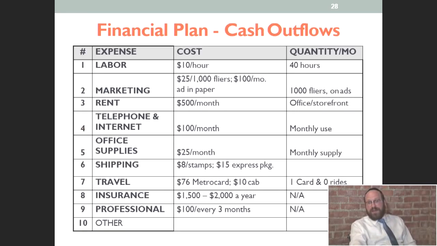So in our illustration, if you calculate the labor hours, here on the right side, the quantity tells you what, in this specific case, you can determine what the cost is. If you look at the cost, if labor is $10 an hour and there's 40 hours, you would want to quantify that. Rent, for instance, $500 per month for the office and storefront. Telephone and internet, it's $100 a month, which is on a monthly use. So this basically figures out what each expense is and what our expected costs are.